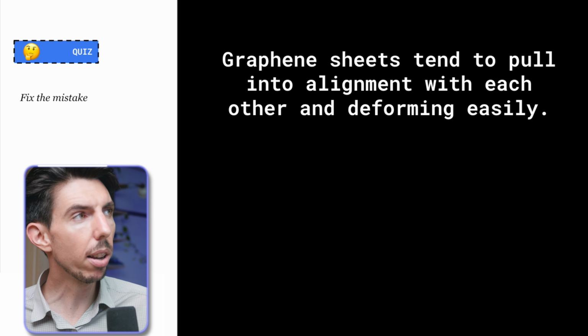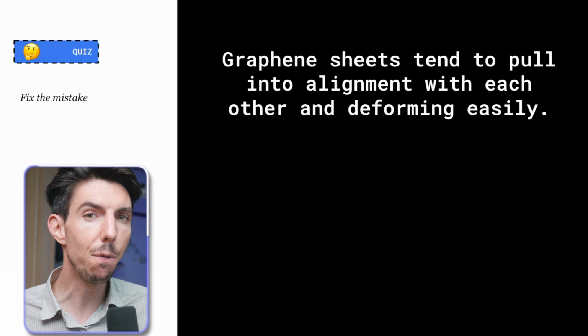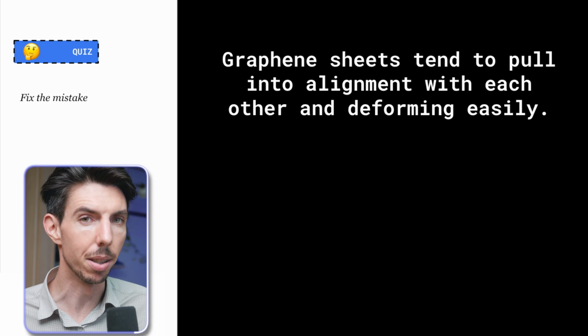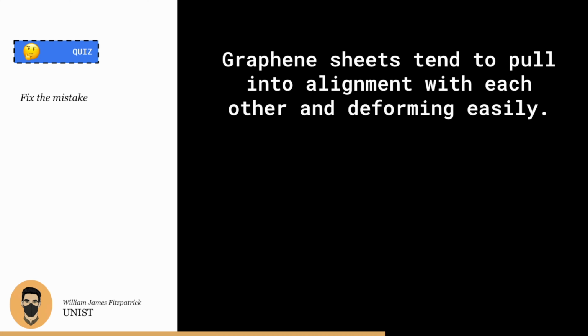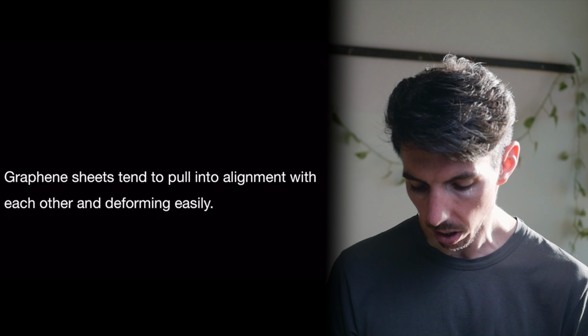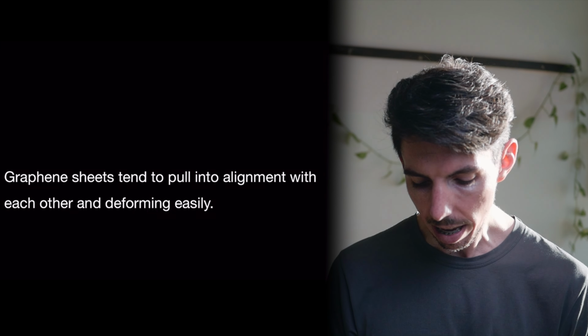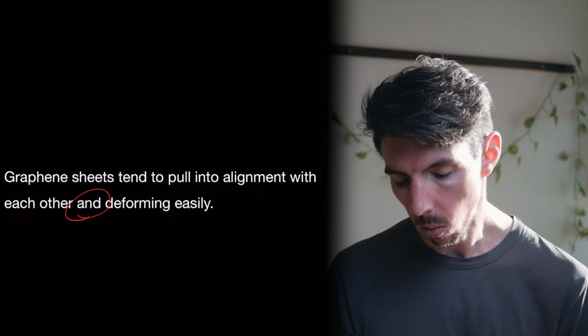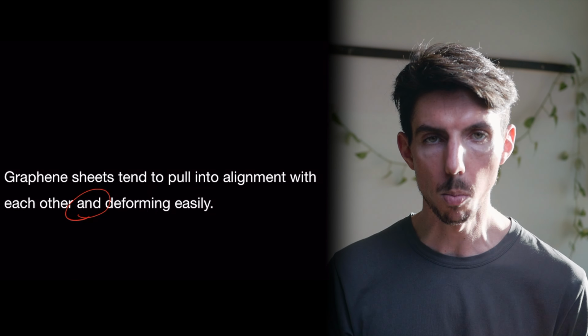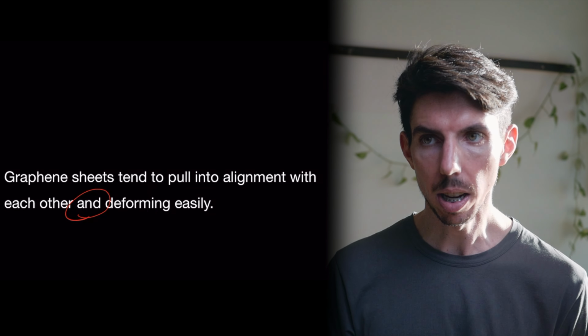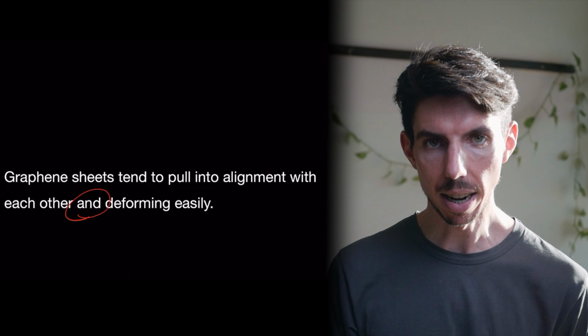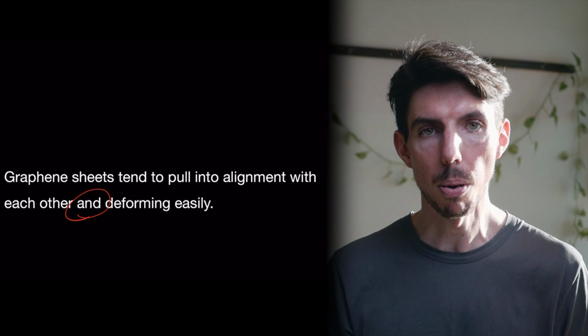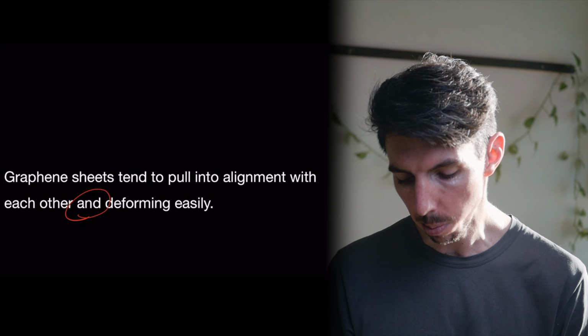Slightly differently here, what you're going to do is just take a look at this sentence and fix the error. What's wrong with this sentence? Okay, what's wrong with this? Graphene sheets tend to pull into alignment with each other and deforming easily. Okay, so we have and here, so we know that whenever there are two or more items in a list, those items need to be grammatically identical. They need to be from the same part of speech. So what are these parts of speech?